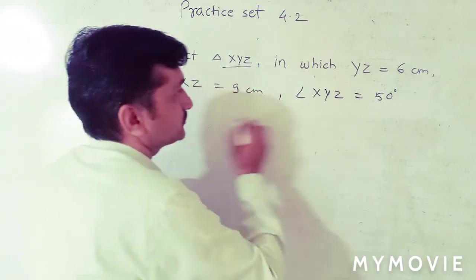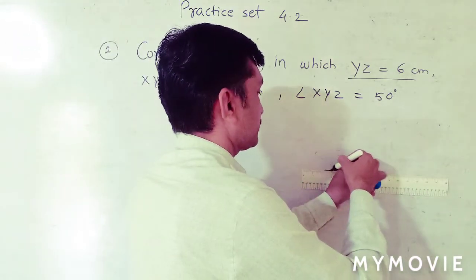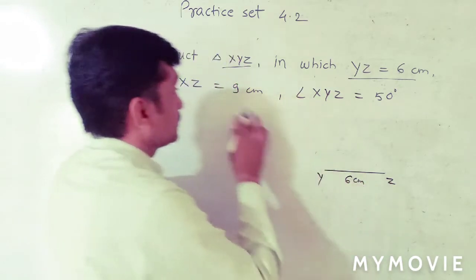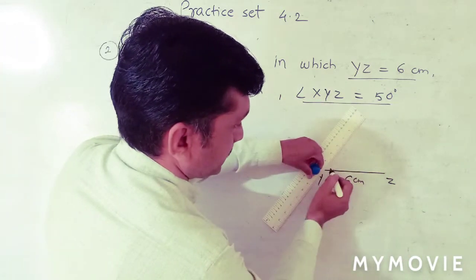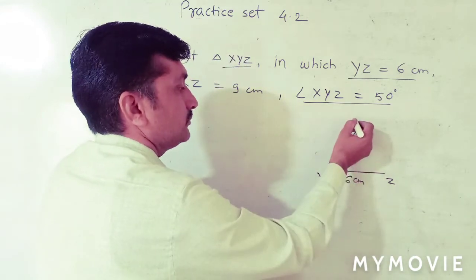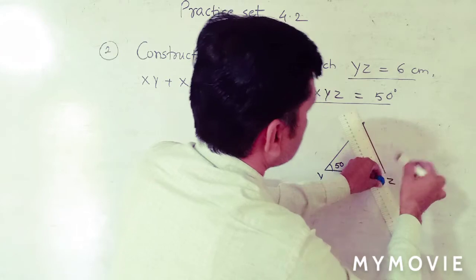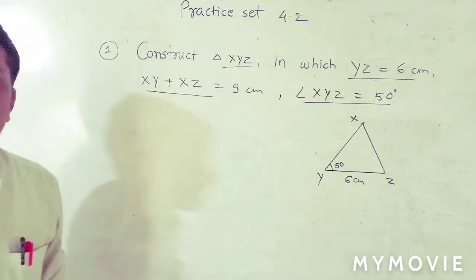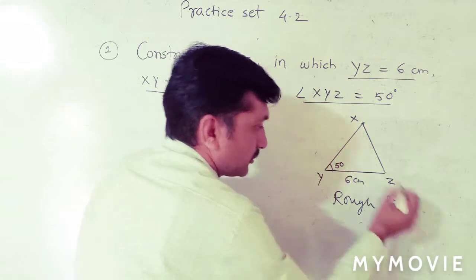Construct triangle XYZ in which YZ is 6 centimeters. We have to take YZ as a base. This is the rough figure. We are not taking exact measurements. YZ is 6 centimeters. Angle of 50 degrees. Then from here angle 50 degrees. The vertex X will be here, and then join this. The sum of two sides XY plus XZ is 9 centimeters. This is the rough figure. By using these measurements, we have to draw the required figure.